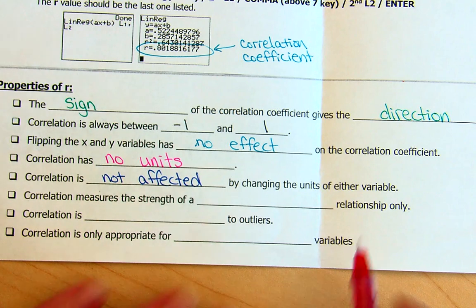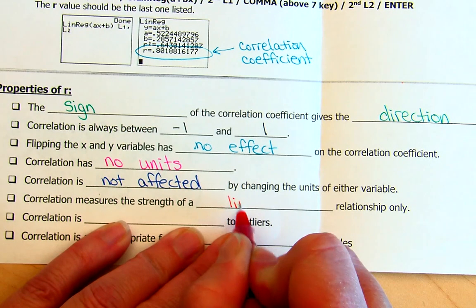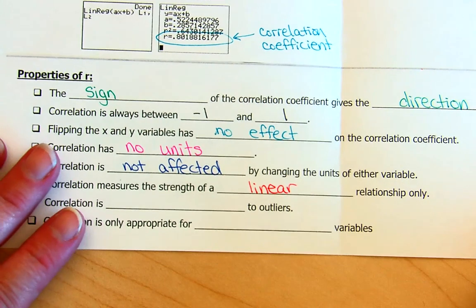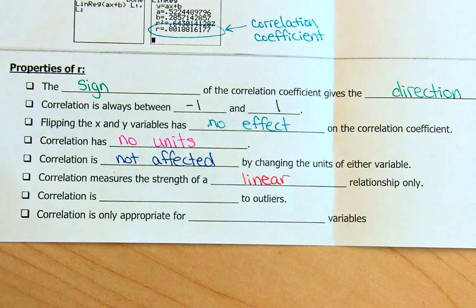Next, the correlation measures the strength of a linear relationship only. We've talked about this already, but that's an important thing. You always want to remember that you still have to check your scatter plot. You still have to check for linearity before you start using the value of R.